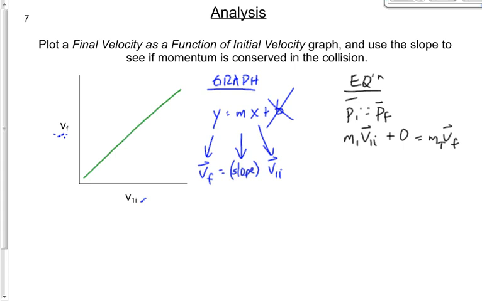Now what I want to do is rearrange that equation for the same variable as I got for my graph. So it's going to be vf is equal to m1 over mt times v1i.